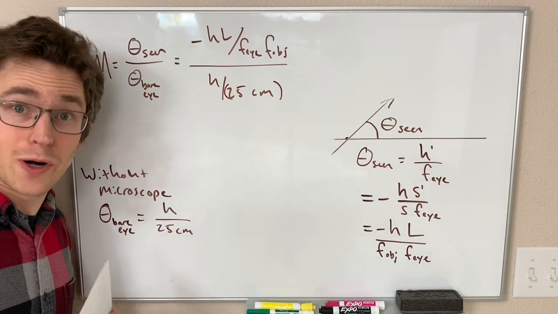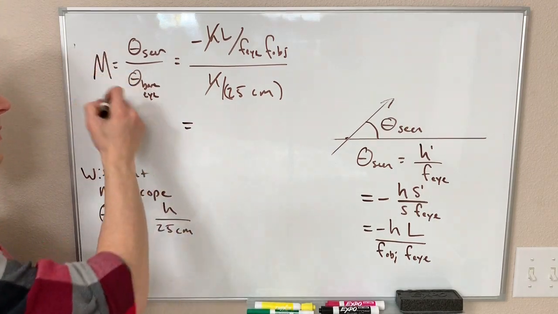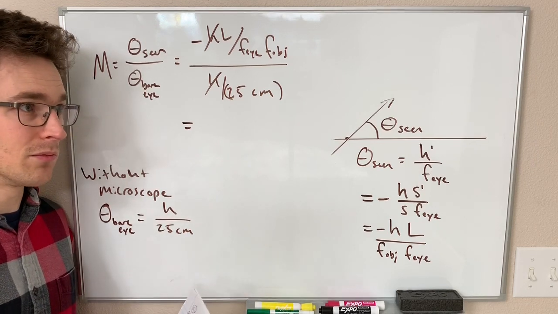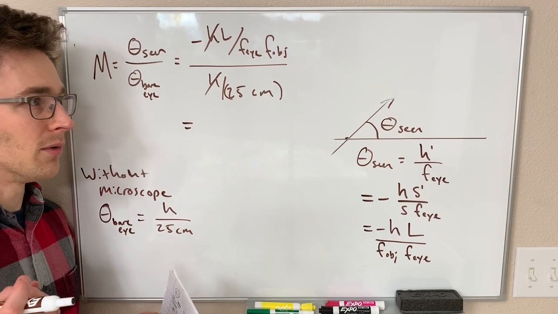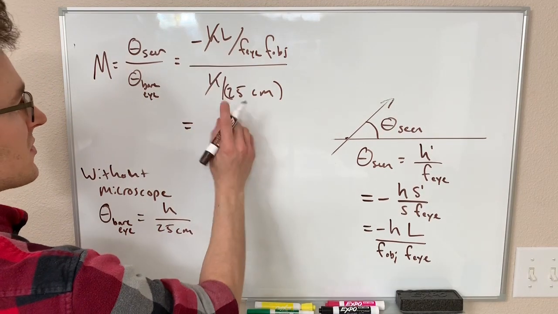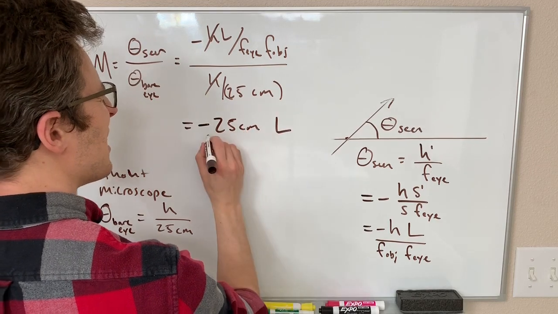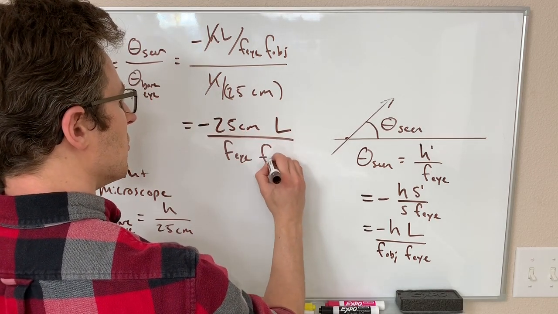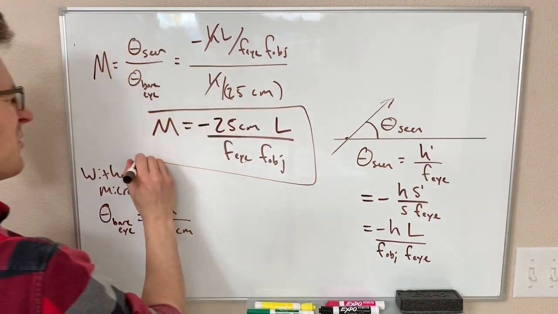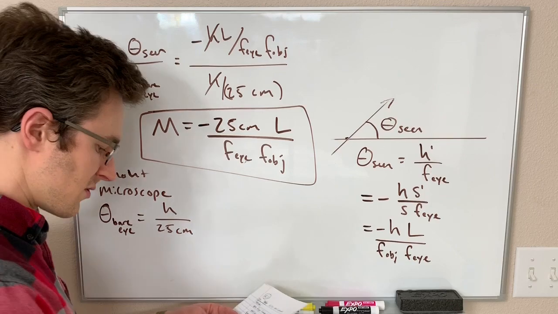And now something good happens. Our h's cancel, which is good because our magnification is a property of the microscope, so the power of our microscope shouldn't depend on how big the thing is we're looking at. So those h's cancel, this 25 centimeters ends up in the top, and we get minus 25 centimeters times L over the two focal lengths of our lenses. So this is the magnification of a microscope with tube length L and those lens focal lengths.